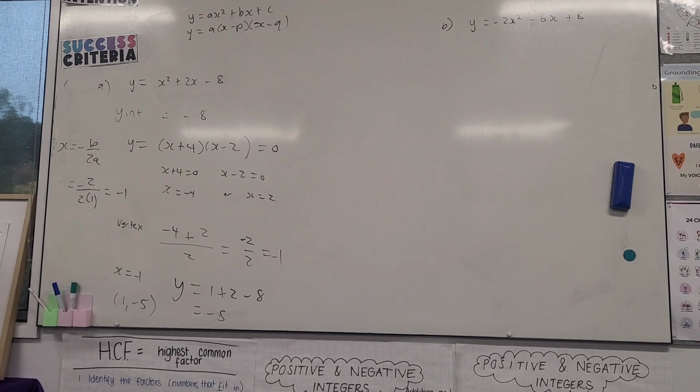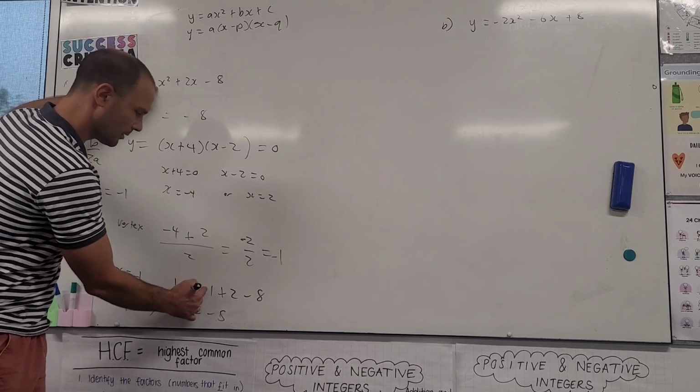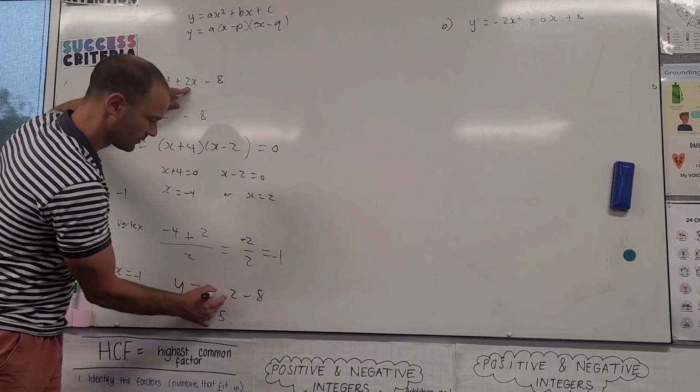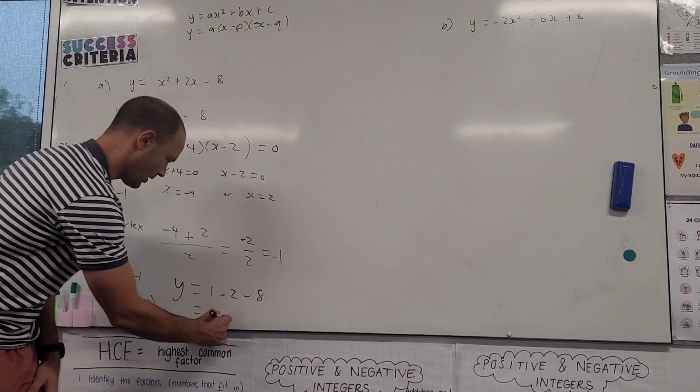Now this is going to change our y value a little bit. Sorry, no one picked this up. So when we put x is minus 1 in here, we'll have minus 1 squared. So that's going to be positive 1. But then we have 2 times minus 1. That's going to be minus 2. All right, so that gives us a vertex y value of minus 9.